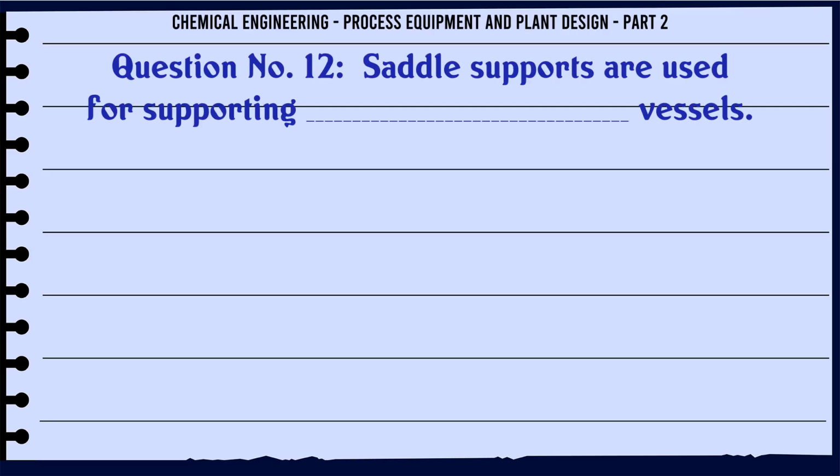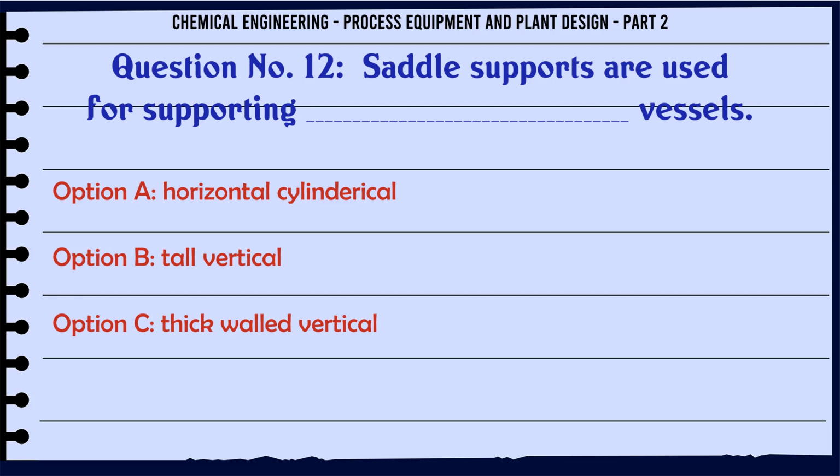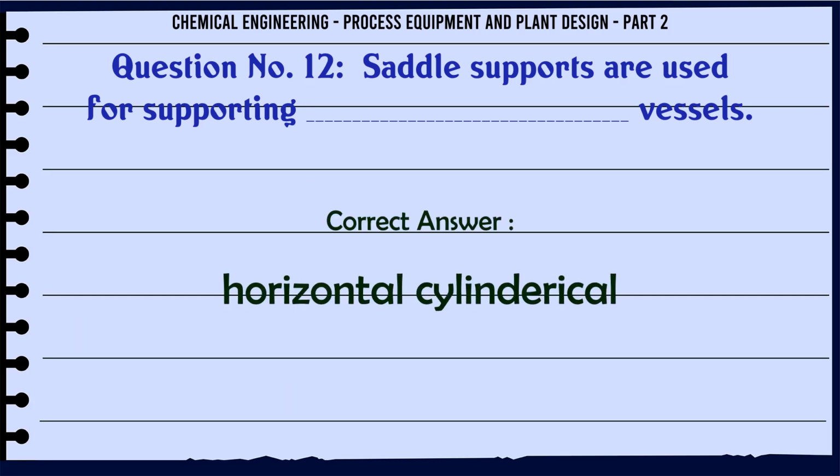Saddle supports are used for supporting vessels. A. Horizontal cylindrical, B. Tall vertical, C. Thick-walled vertical, D. Thick spherical. The correct answer is horizontal cylindrical.